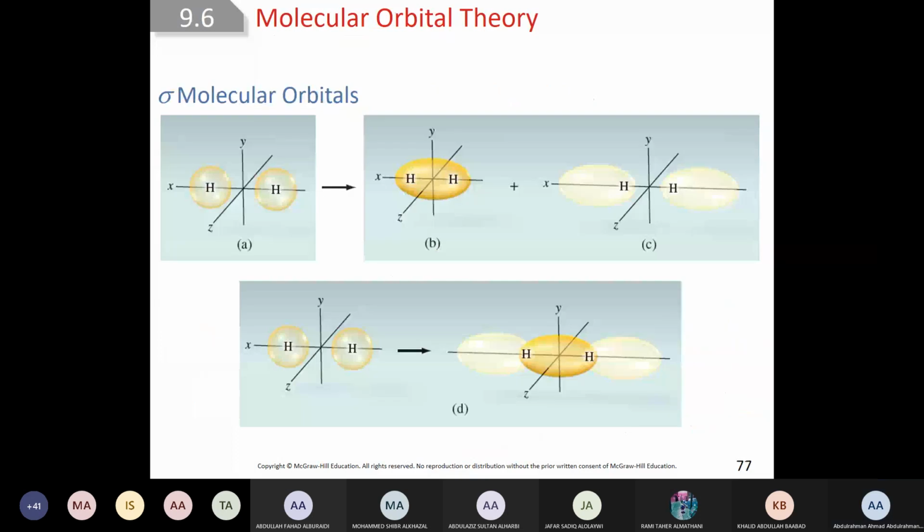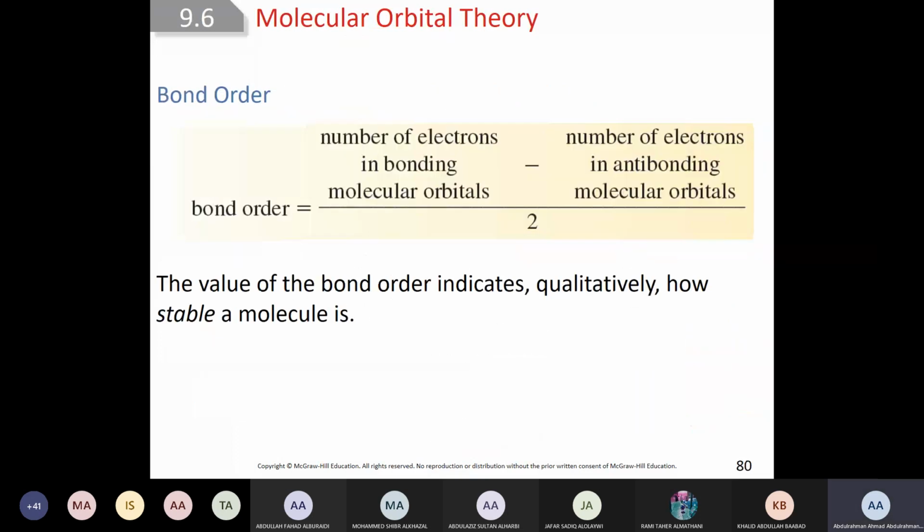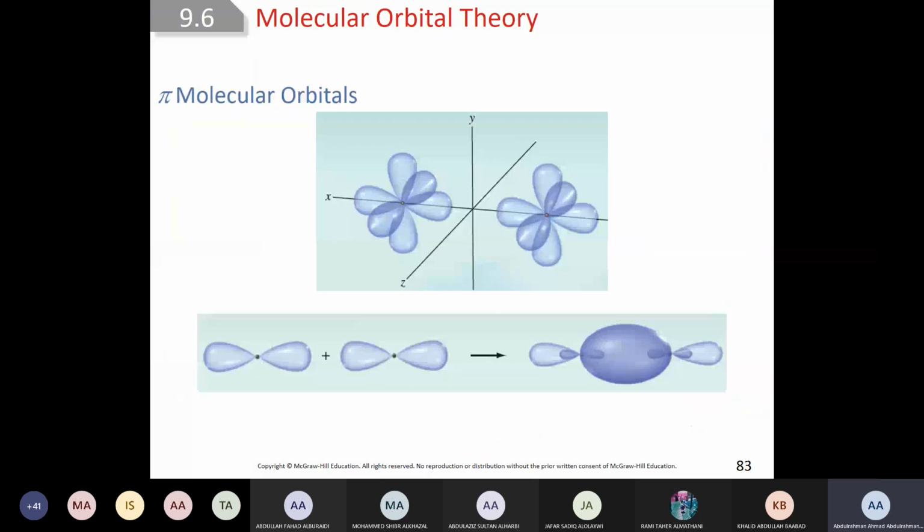Now, we already talked about this. We know that if we have s and s, they will interact with each other to make what? Sigma bond and sigma star. Sigma and sigma star.